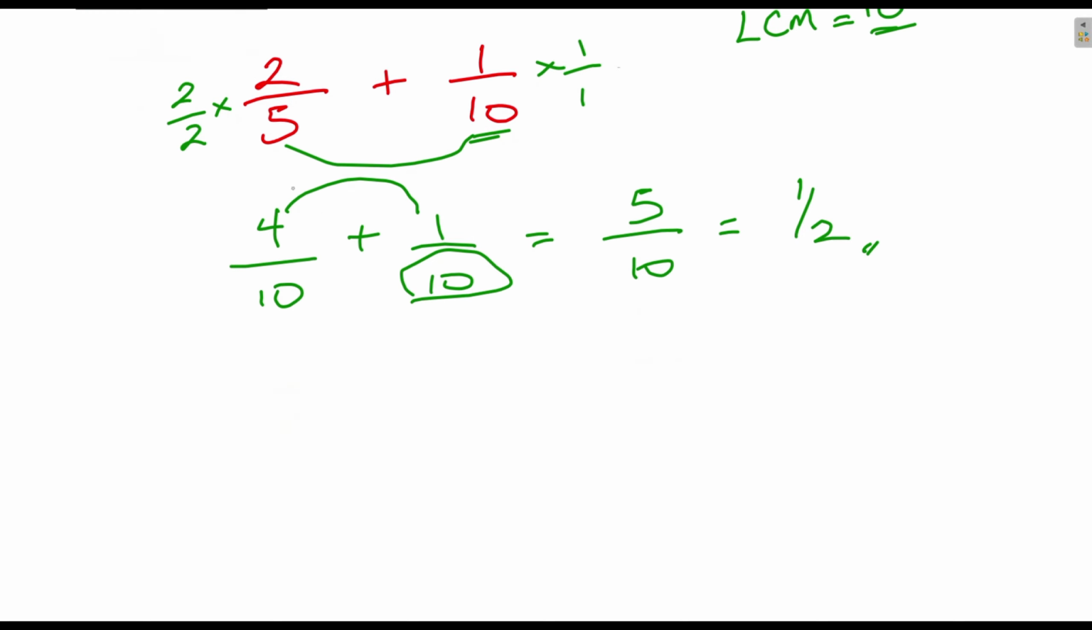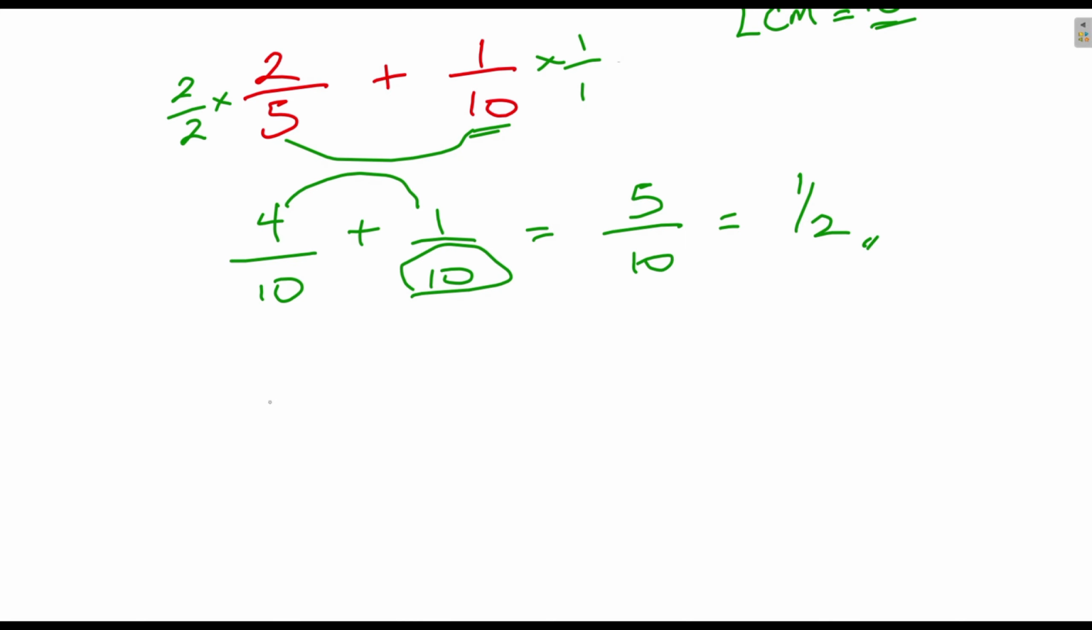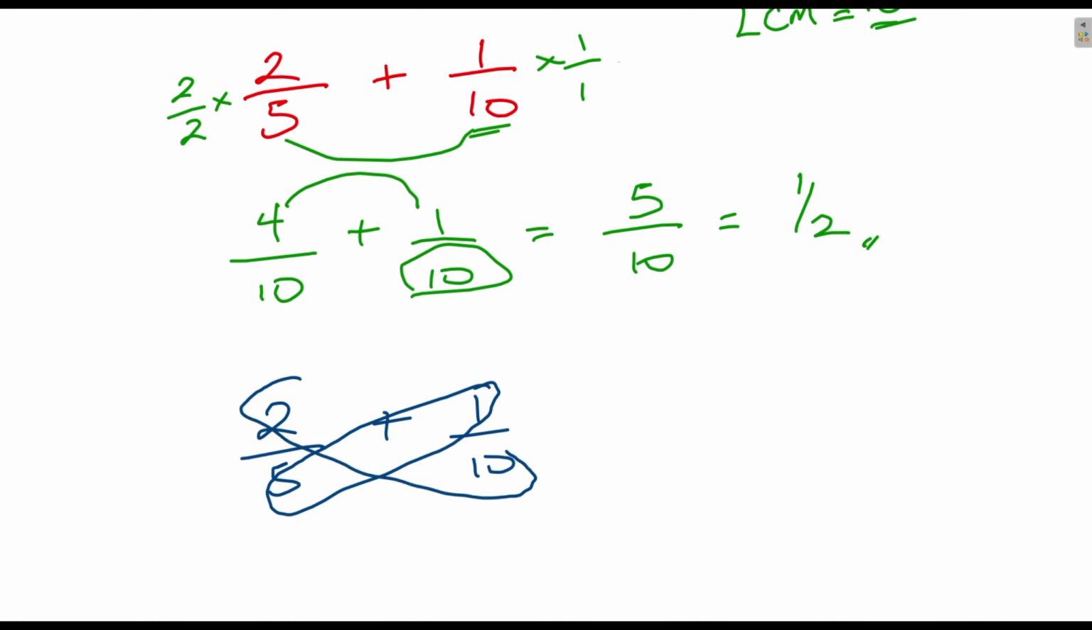Now let's see another method, another method to solve this question within a limited time. So this is 2 over 5 plus 1 over 10. You can simply do this and then do this. What are we doing? I'm going to say 5 multiplied by 1, which is 5, and then 2 multiplied by 10, which is 20. I'm going to add them, and I'm going to multiply 5 by 10, which is 50. So I'm going to have 25 over 50, and my answer is 1 over 2 still.